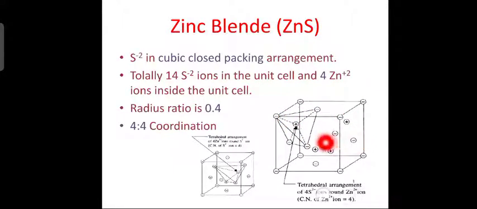Radius ratio is 0.4. It has been found that radius ratio of zinc blende is 0.4 and coordination is 4:4. Now tetrahedral arrangement of 4 sulfide ions and zinc ions.